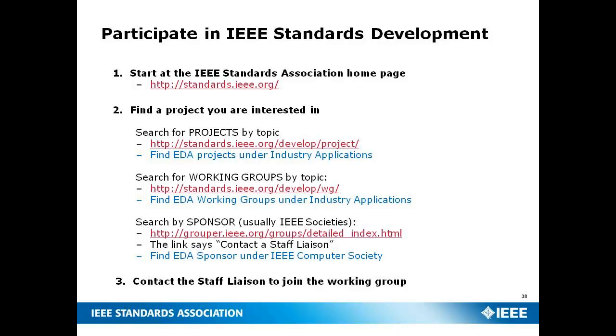And again, the EDA working groups would fall under industry applications. Or you could go to the link that says contact the staff liaison, but it really will take you to the list of sponsors, which are usually IEEE societies. In this case, for EDA standards, the sponsor would be the IEEE Computer Society. Underneath that is the Design Automation Standards Committee. And from any of those three links, you will be shown a link to contact the staff liaison for more information about joining the working group. So it's really just 3 easy steps to participate in any of the IEEE-SA standards.